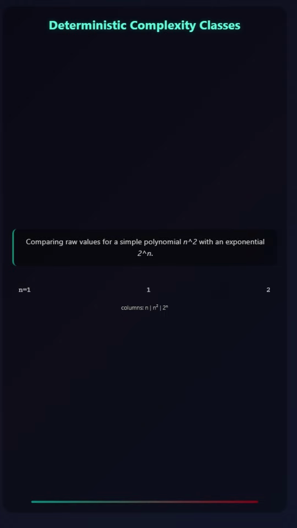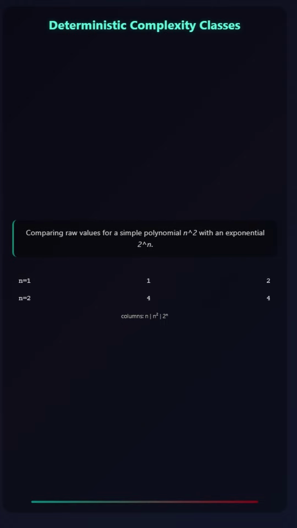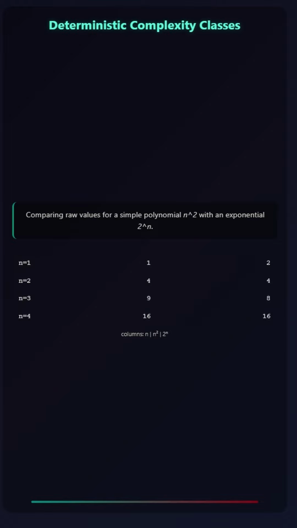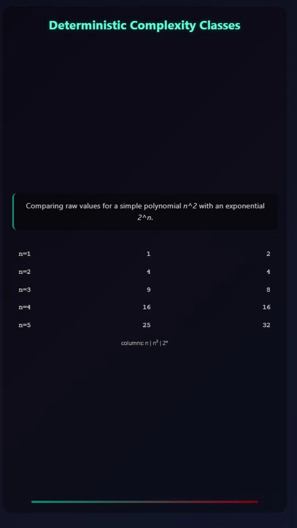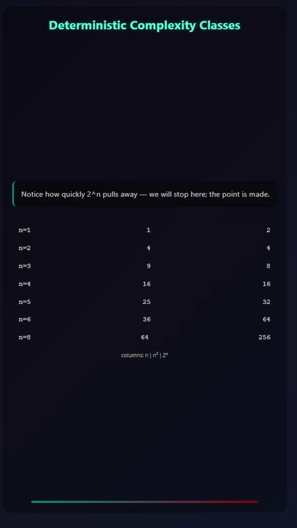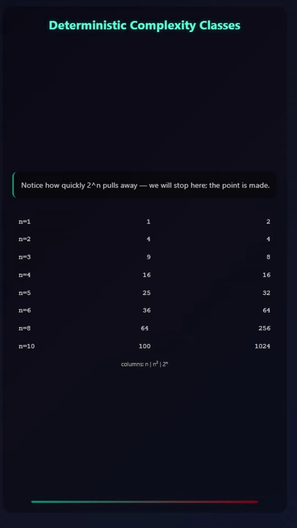But what happens when the growth is not so tame? This brings us to the class EXP for exponential time. Let's compare. For a small input, the values seem similar, but watch how quickly the exponential column, 2 to the n, pulls away. The growth is explosive.